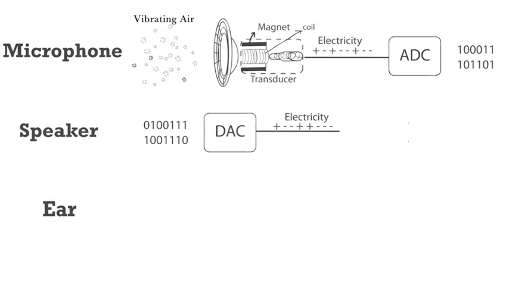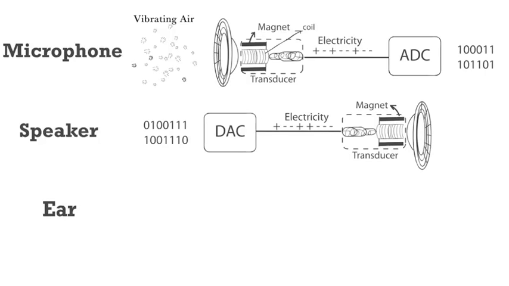This electrical signal then moves through a coil of wire surrounding a magnet. The changing electrical signal within the magnetic field creates a mechanical force which causes the coil to move. The coil is connected to a lightweight diaphragm or cone which moves back and forth, pushing and pulling atoms in the air and causing the changes in air pressure which create sound.